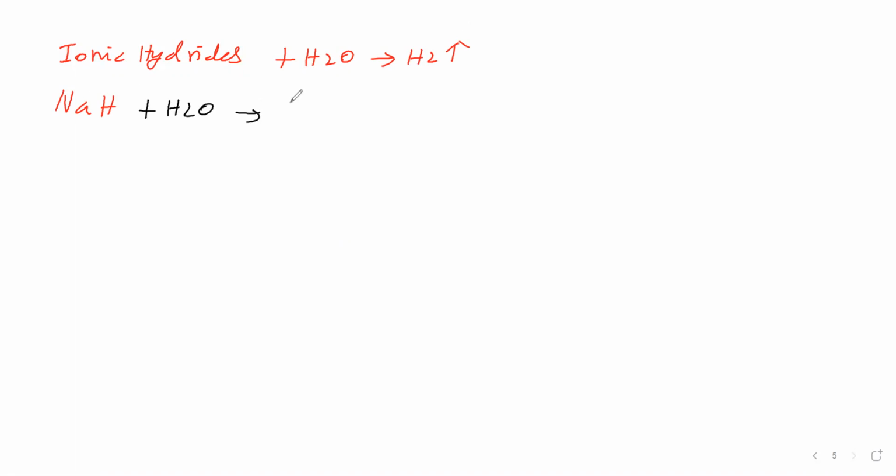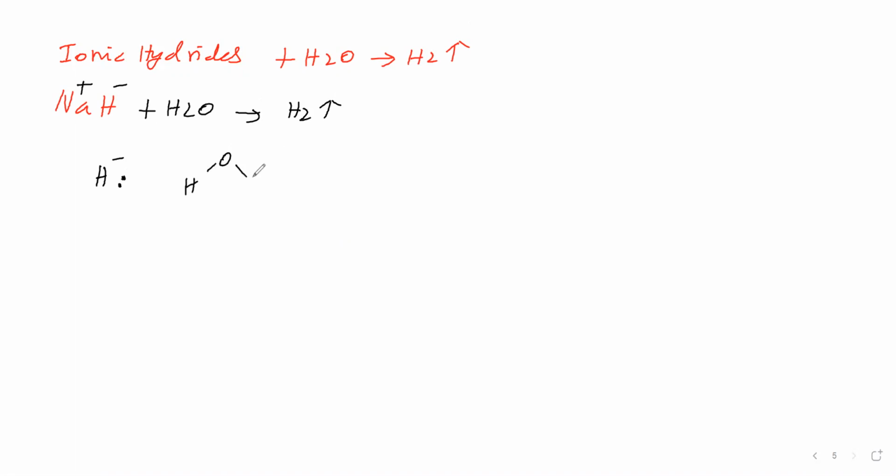Next preparation we'll see. We'll take ionic hydrides. Ionic hydrides means alkali metal hydrides and alkaline earth metal hydrides, with water. With water, we are getting hydrogen gas. For example, take sodium hydride with water. What happens is we get hydrogen gas. How? Sodium hydride contains Na+ and H-. H- contains one lone pair.